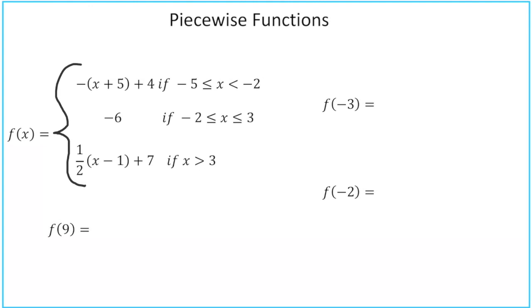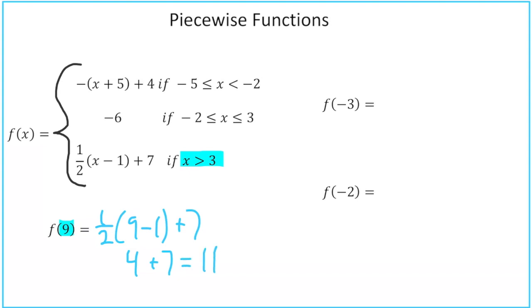All right, if I start with f of 9, 9 would be greater than 3. So that means that I would be plugging in 9 into this bottom equation, 1/2 times 9 minus 1 plus 7. So that would be half of 8, so that's 4, plus 7. F of 9 is equal to 11.